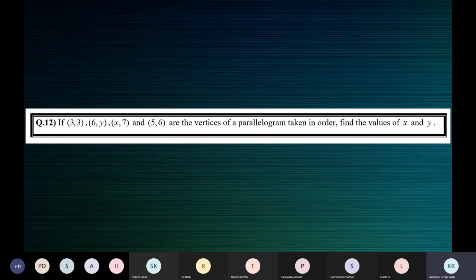Have you found the values, children, of x and y? Doing nothing. Okay, okay.